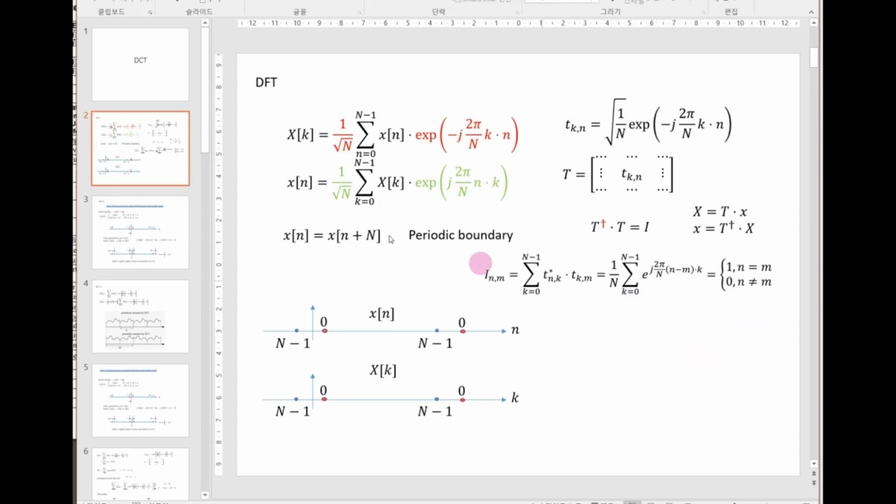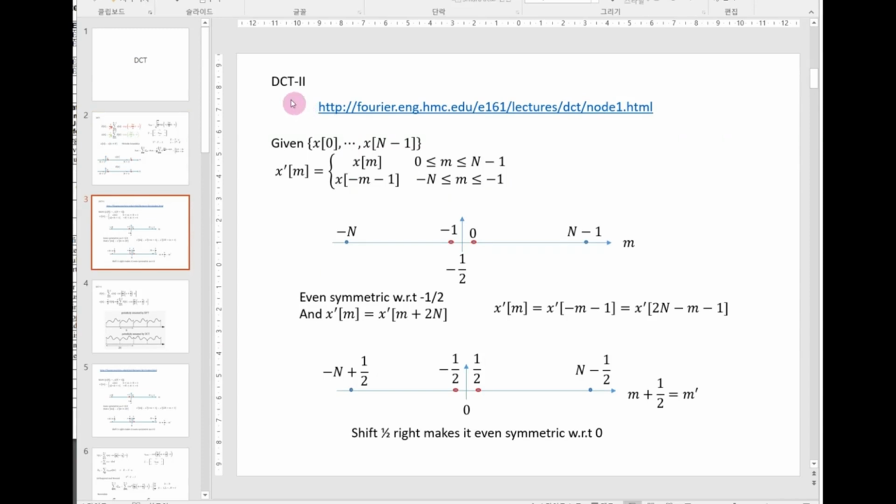So if you use the symmetric DFT concept, the basis function is very simple. And by taking the transpose and conjugate, the inverse transform matrix is obtained. There are 4 types of DCT, but at this moment I focus on DCT type 2. We have an n-point sequence, so xm changes from index 0 to n minus 1. This is the original sequence.